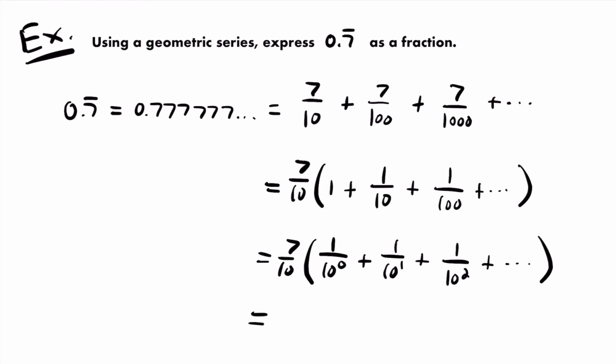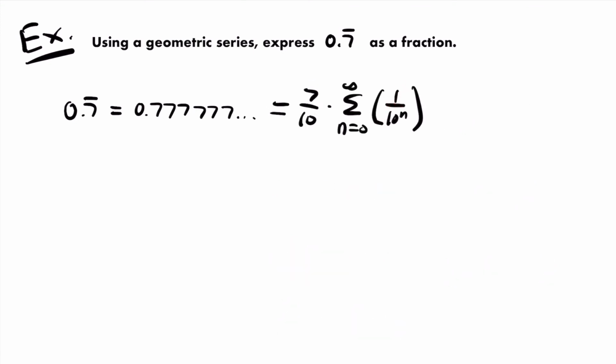This will be equal to 7/10 times the sum from n equals 0 to infinity of 1 divided by 10 to the power of n. Right? The only value that's changing for each of these terms is the power of 10, and so we have 1 divided by 10 to the power of n, where n starts at 0. Okay, so now if I clean up my work here, we can rewrite 1 divided by 10 to the power of n to just be 1/10 to the power of n, right?